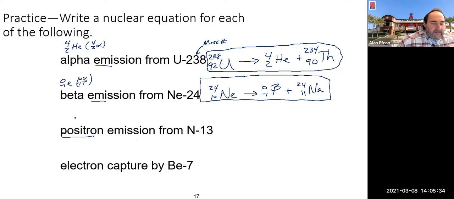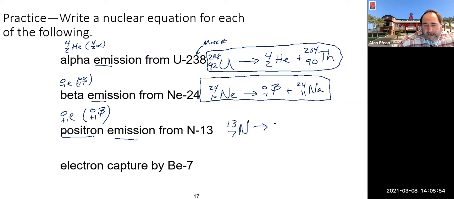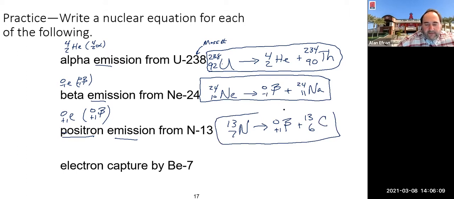Positron emission. So a positron, remember, is just like a beta particle, but again with the positive symbol or number. Nitrogen 13, so that's going to be nitrogen 7 from the periodic table. Also an emission, which means it's going to be on the product side. And in this case, 7 minus 1 is going to give us 6. 13 up on top. And if we go to the periodic table, number 6 is carbon in this particular case.